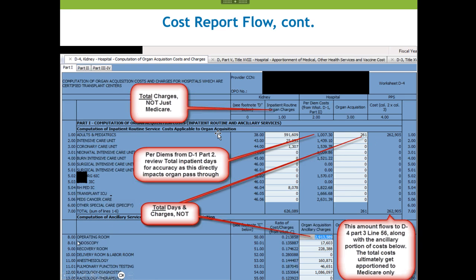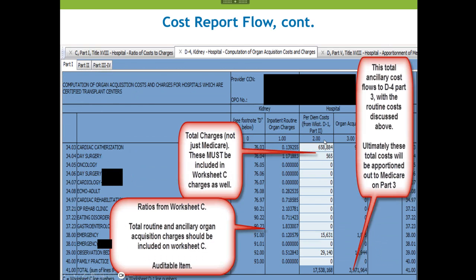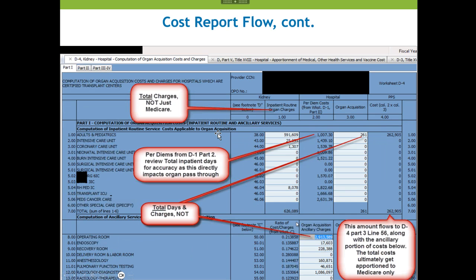Down on the bottom, lines 8 through the other lines, we have the cost to charge ratio multiplied by the organ acquisition only charges. I guess you can only see a little bit of it here. That was D-4 Part 1. We have the charges, and then the costs would be underneath this bubble. It's just hidden right now.